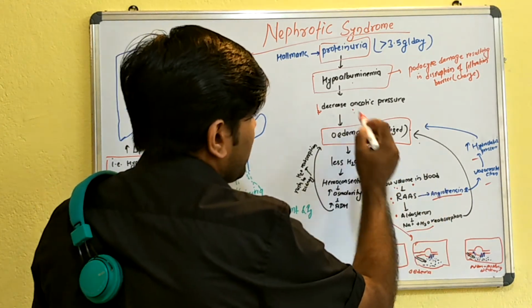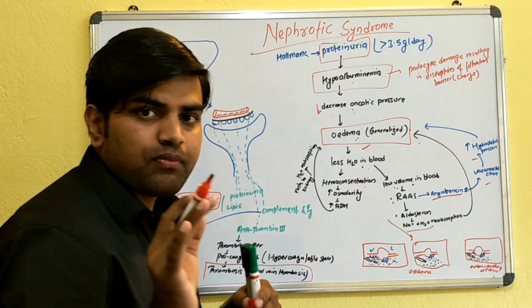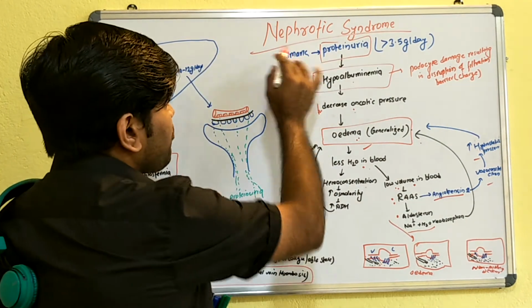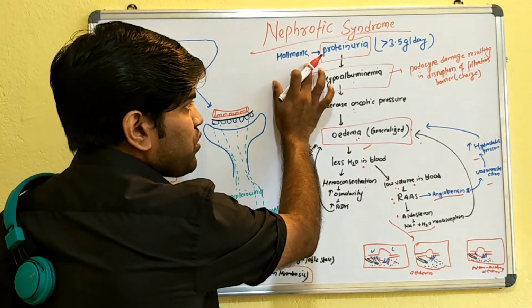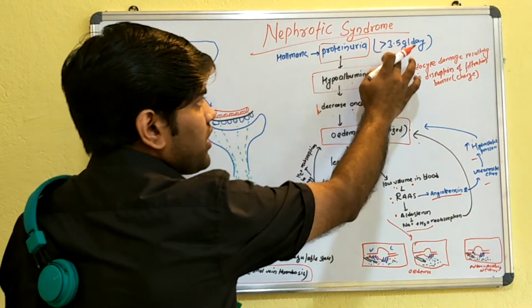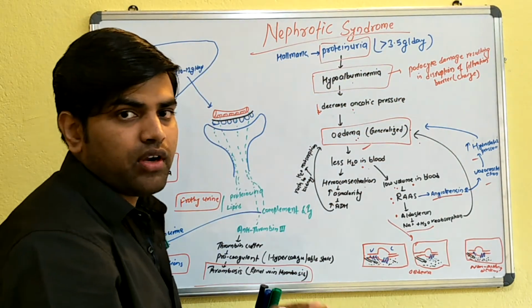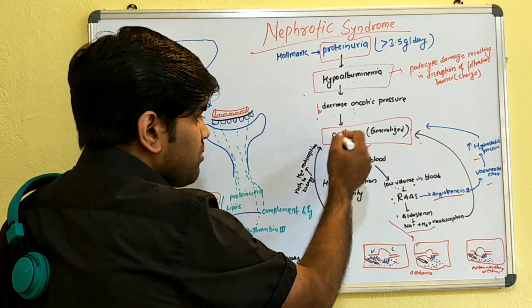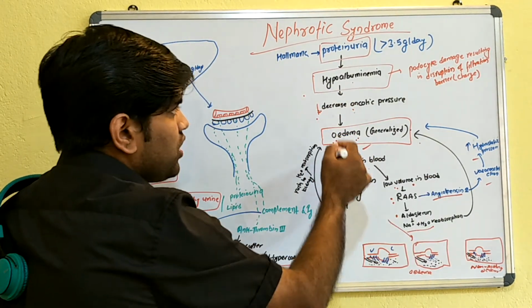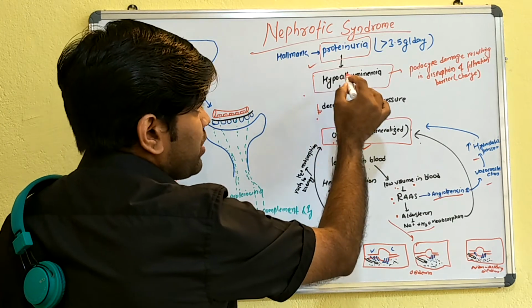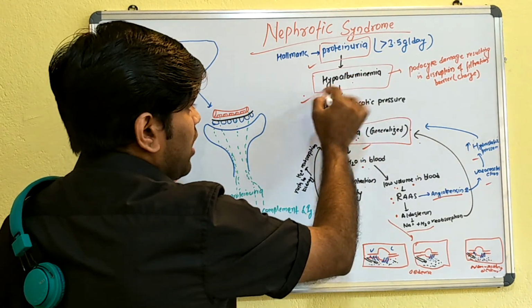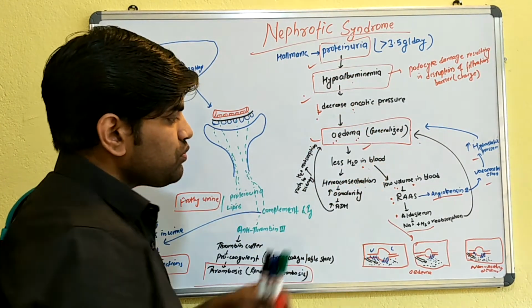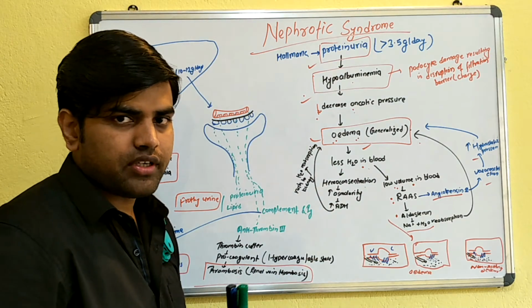So the characteristics of your nephrotic syndrome: the hallmark is proteinuria, that is loss of protein greater than 3.5 gram per day, and that leads to hypoalbuminemia, decreased oncotic pressure, edema. Edema is contributed to by other factors. So what are the characteristics? You will have proteinuria greater than 3.5 gram per day, hypoalbuminemia, edema. Yeah, and you have understood this thing. Okay.